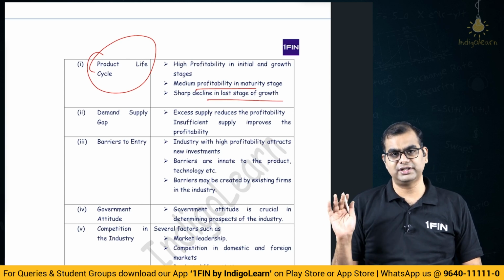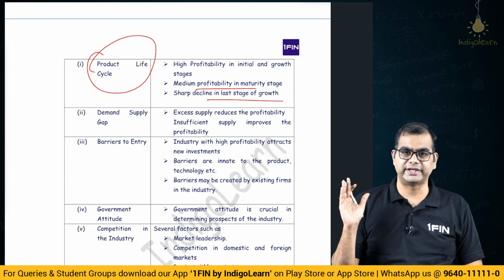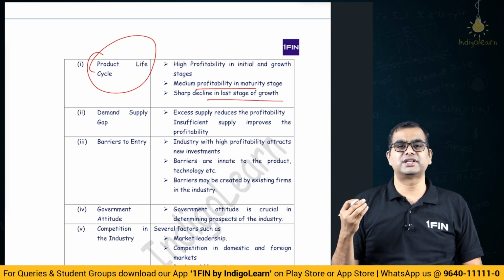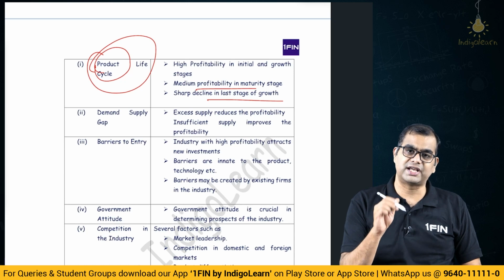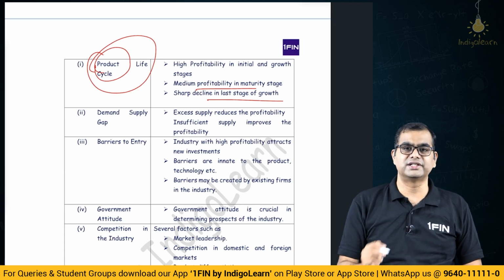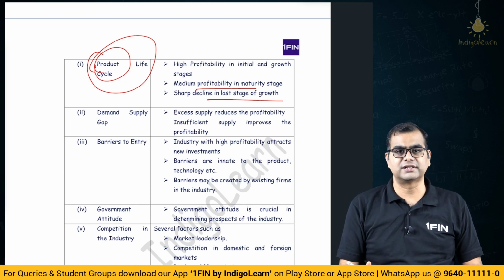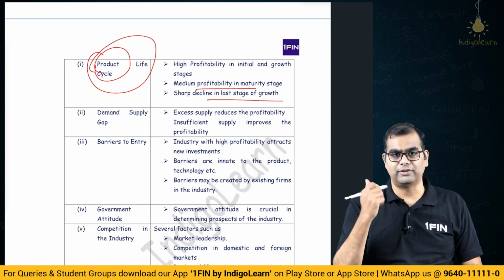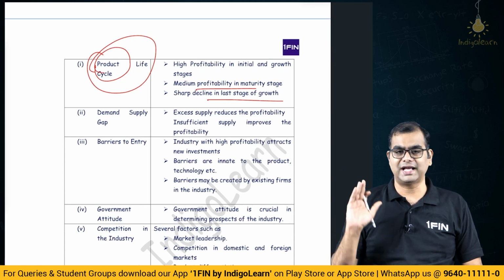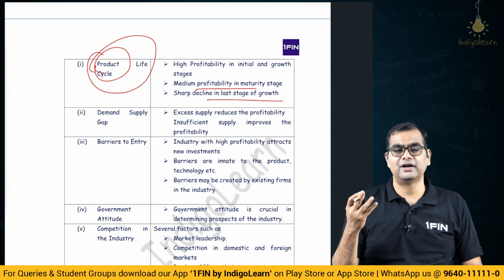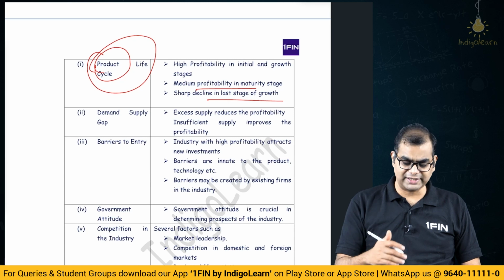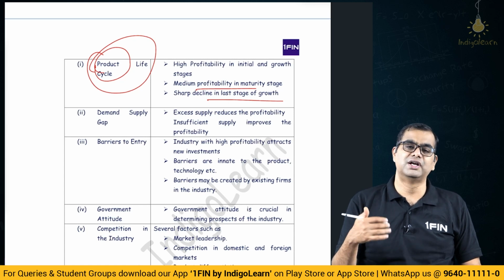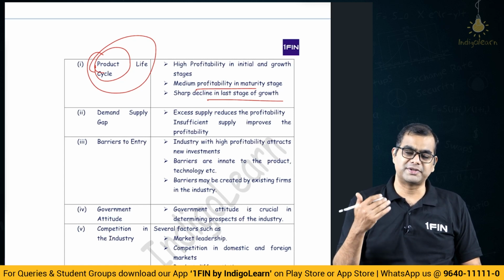So once the industry matures and becomes a commodity, everybody will have low margins. So it is very important to understand which life cycle stage the particular industry is currently in. If you think of sectors like telecom, they are mature, probably in the last stage. Sectors like e-commerce are probably in the middle stage. Sectors like power are also probably in the mature stage. So you have to understand what stage your specific industry is in.